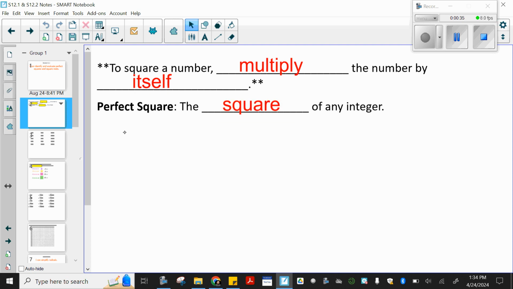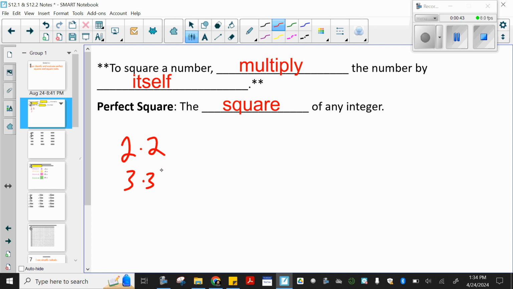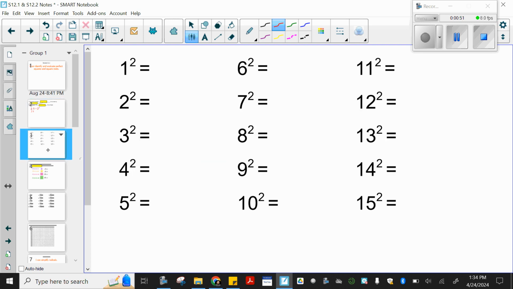Such as 2 times 2 or 3 times 3, right? That's the square of an integer, right? So this is really just 2 squared. So that's these here. So let's go through these. Some of these you might know. Let's do that you know right now.